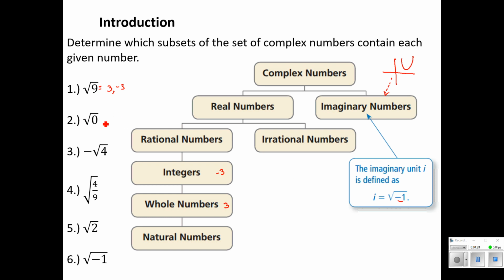All right, let's look at number 2, the square root of 0. Well, that equals 0, and that falls into our whole number category. We have no rocks. Number 3, the negative square root of 4. Well, that's negative 2, and that is an integer. Number 4, the square root of 4/9. Remember, if we take the square root of a fraction, it's like square rooting the top and square rooting the bottom. We've got 2/3. That's a fraction. That falls in our rational number set.